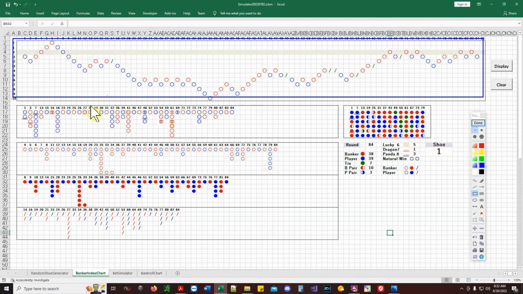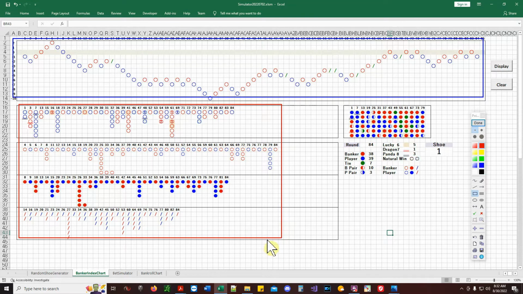But all I wanted to see, this is all I wanted to see right here. That's all I want to see. All I want to see is this graph right here. Everything below, don't need it. It's moot.